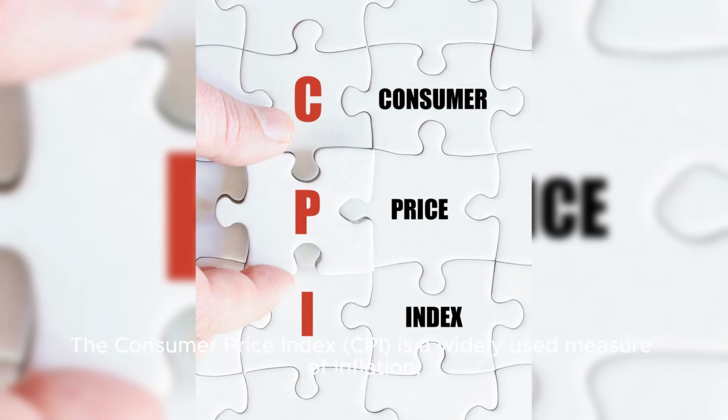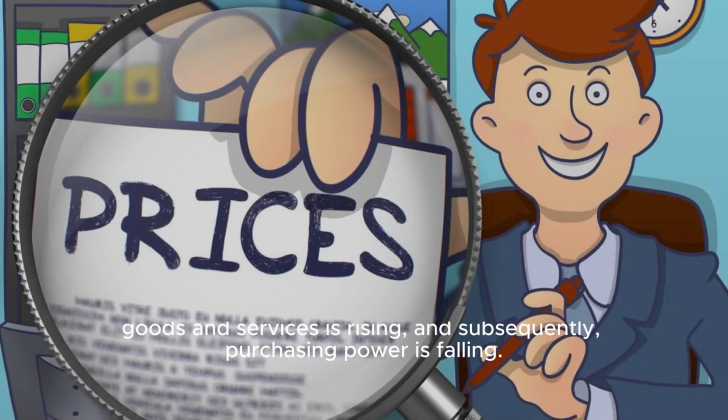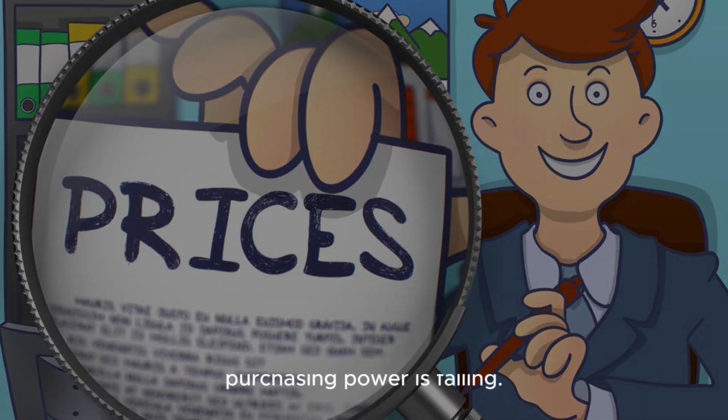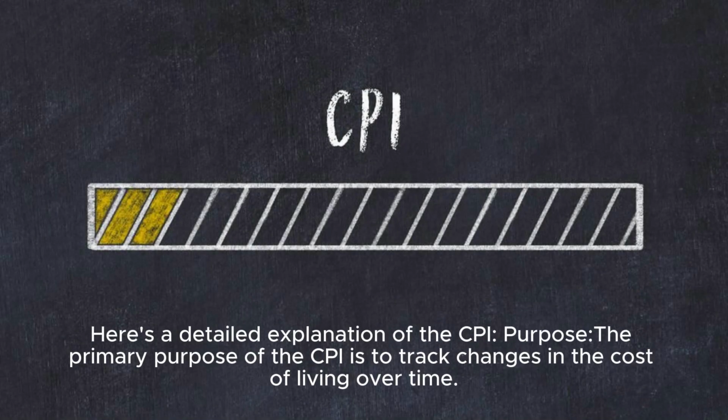The Consumer Price Index (CPI) is a widely used measure of inflation, which is the rate at which the general level of prices for goods and services is rising and subsequently purchasing power is falling. Here's a detailed explanation of the CPI. Purpose. The primary purpose of the CPI is to track changes in the cost of living over time.